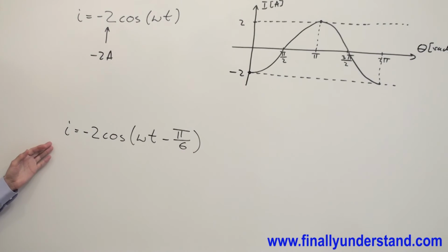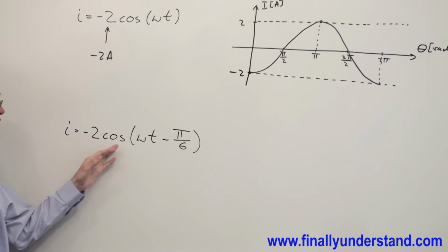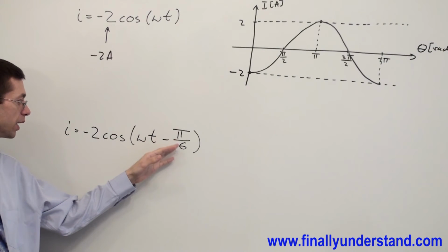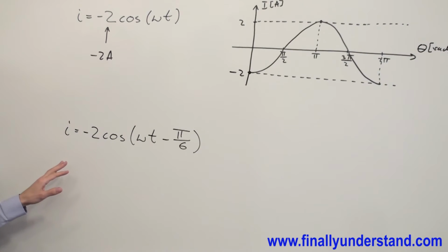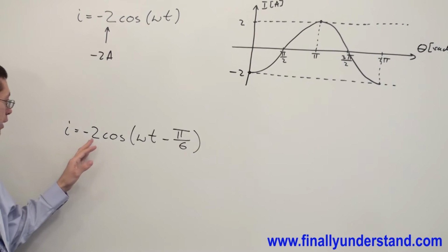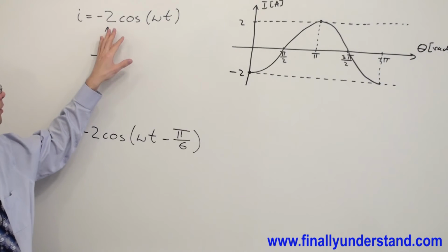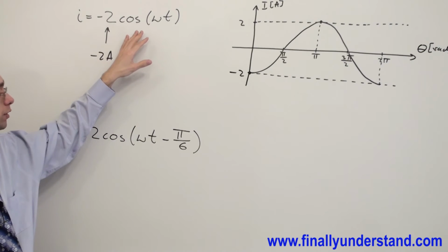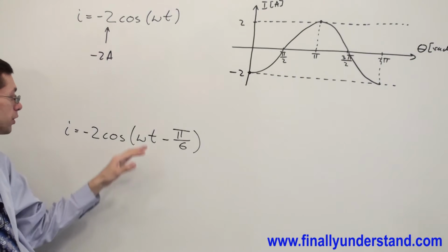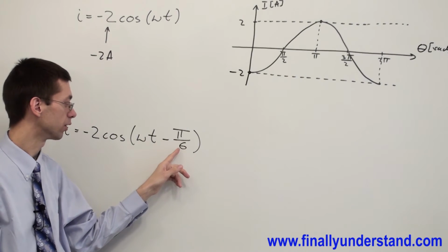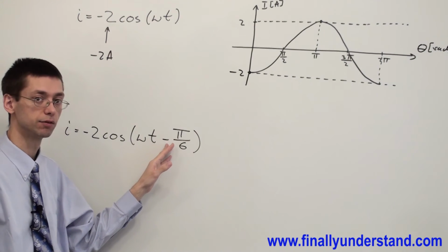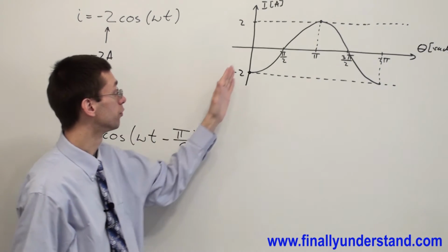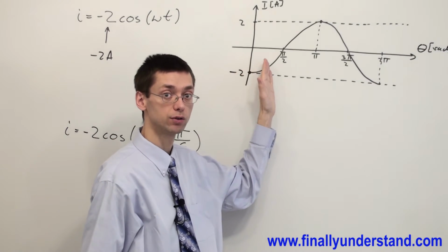Let's take a look at the second example. We have minus 2 cosine omega t minus pi over 6. Please notice that we have minus 2 cosine omega t in the first part. The difference is just minus pi over 6. The phase shift angle is negative, which means I have to move this wave to the right side.